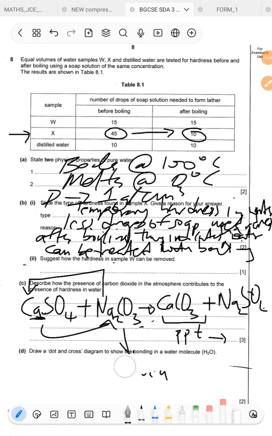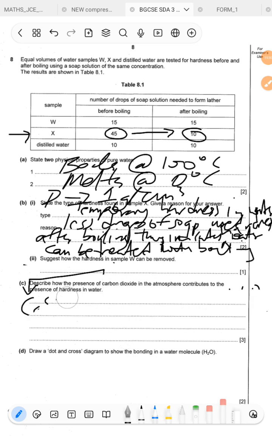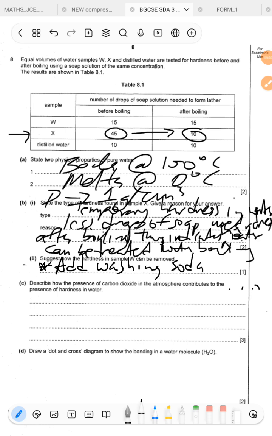The method is just called adding washing soda. Okay, so that's what we're going to do. Add washing soda. All right, and then the other option is to do an ion exchange bed, or resin bed.